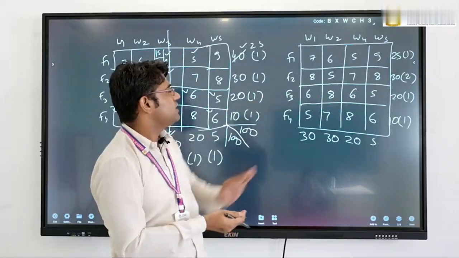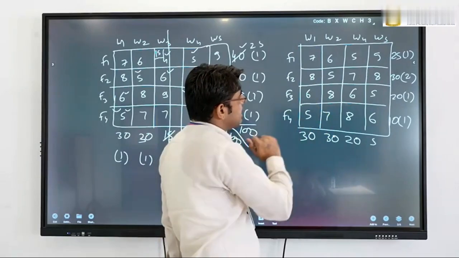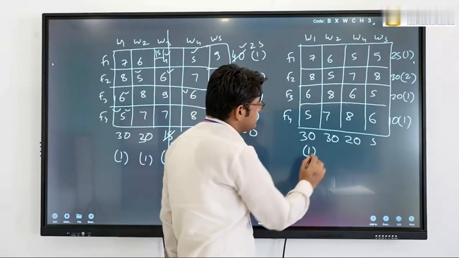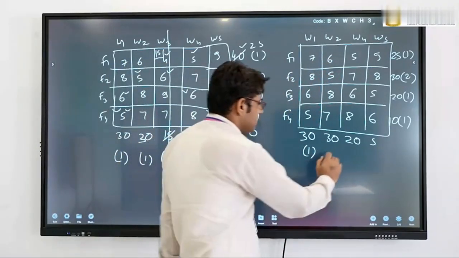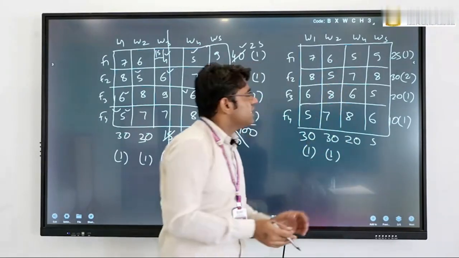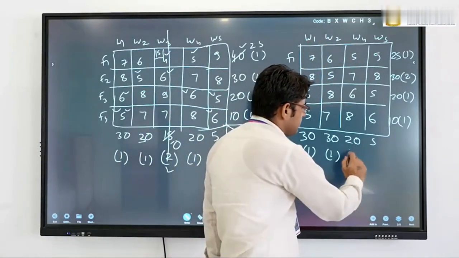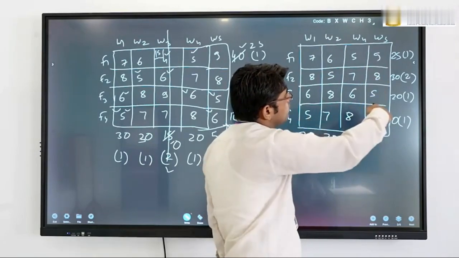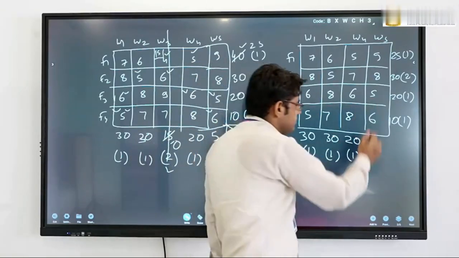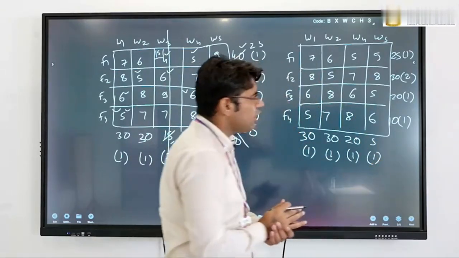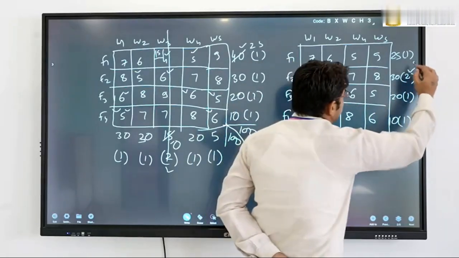Similarly, find the penalties of columns. Here in first column smallest is 5 and second smallest is 6. Difference is 1. And second column smallest is 5 and second smallest is 6, so the difference is 1. Similarly, in third column smallest is 5 and second smallest is 6, so the difference is 1. And last column smallest is 5 and second smallest is 6, so here difference also is 1. Now we check the largest penalty. So here largest penalty is 2.